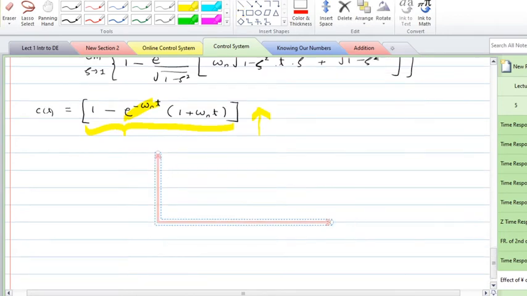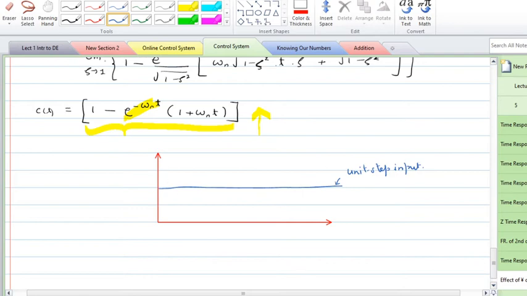Suppose the input is this one, this is your unit step input. Okay, and here this is your time and this is your C of t. Then C of t, because it is an exponentially rising function, looks like this.